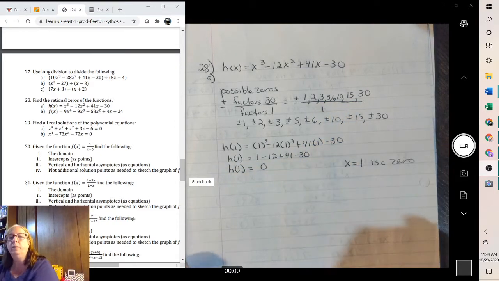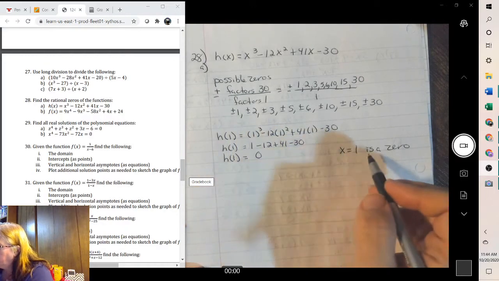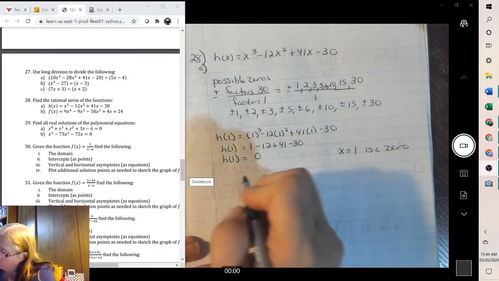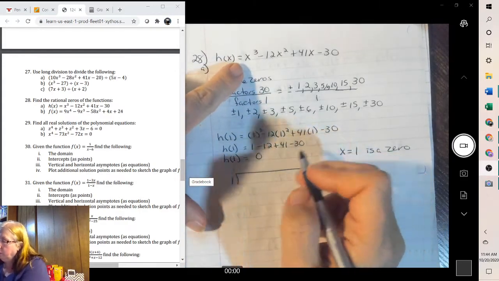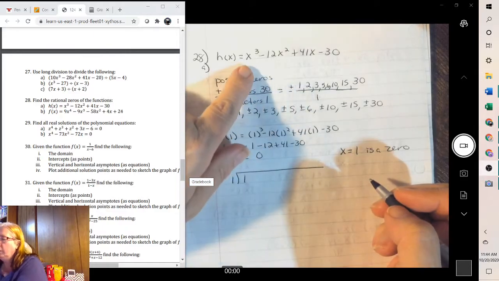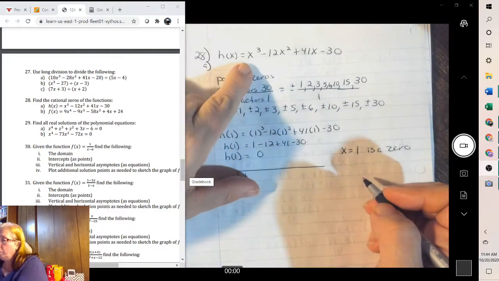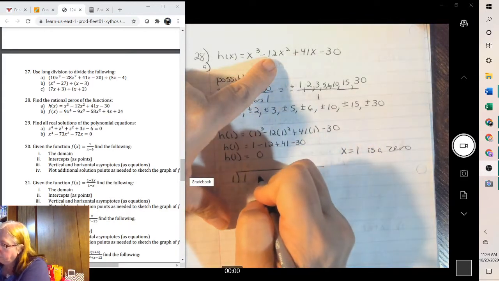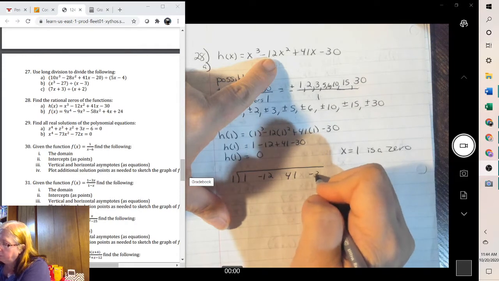So x equals 1 is a zero. That means when we divide, we'll get 0 for a remainder. We'll use synthetic division. So you only use the coefficients, and if there is a missing term like there was in that one, you have to put a 0. So 1, negative 12, 41, and a negative 30.